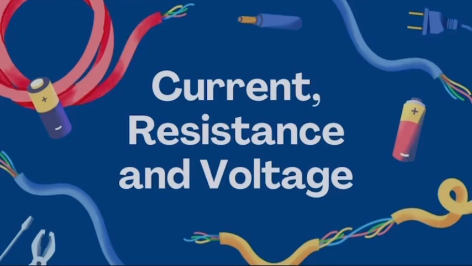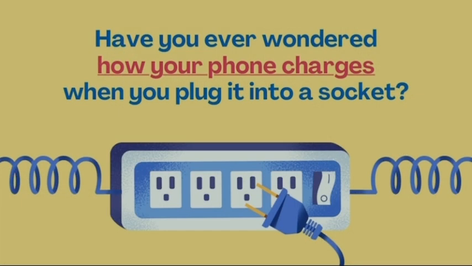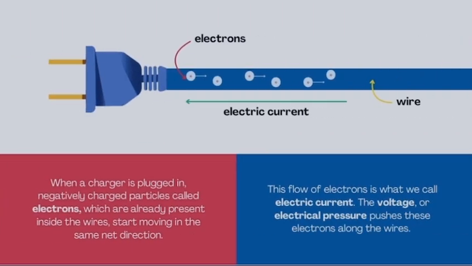Current, resistance and voltage. Have you ever wondered how your phone charges when you plug it into a socket? When a charger is plugged in, negatively charged particles called electrons, which are already present inside the wires, start moving in the same net direction. This flow of electrons is what we call electric current.